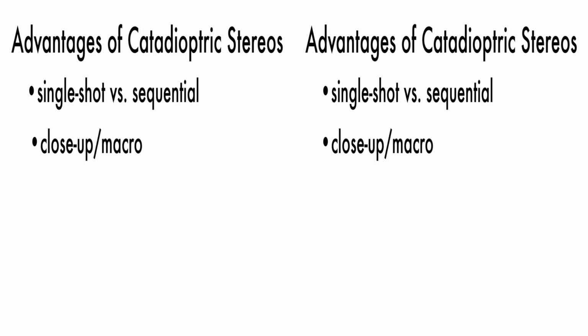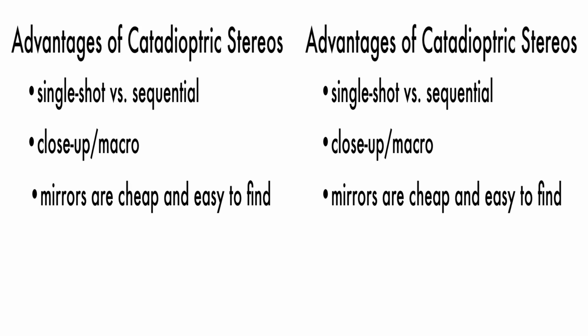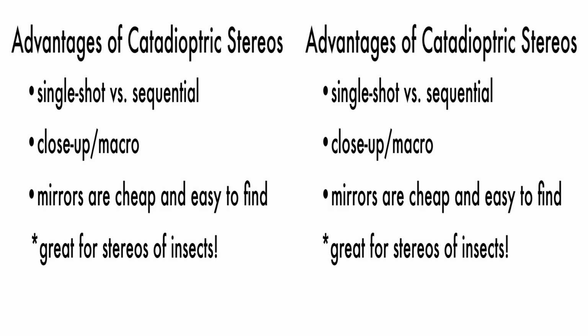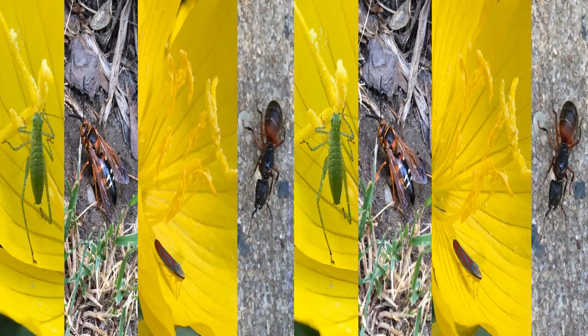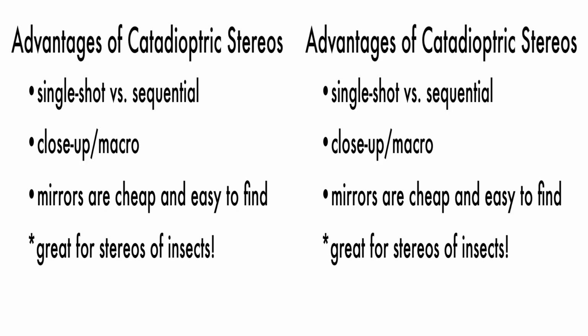In addition, this method is well suited for close-up, almost macro stereos, something for which even 3D cameras often need special attachments. Finally, if you think of the mirror as a kind of special attachment, then it's one of the easiest and cheapest upgrades you can get for your 3D photography. I'll add that the ability to take close-up stereos of moving subjects is perfect for things like insect photography. For example, here are some catadioptric stereos that would have been impossible to take sequentially. So there you have why take catadioptric stereos.